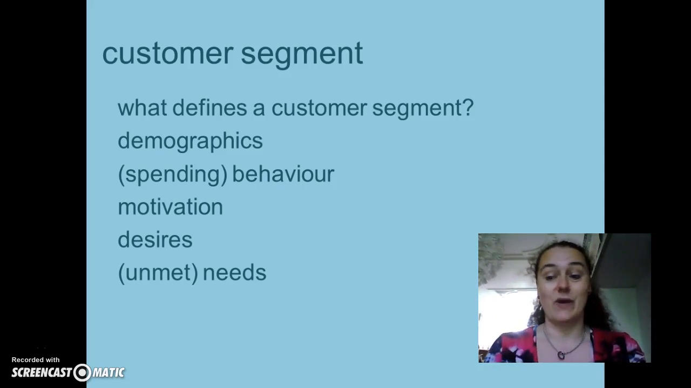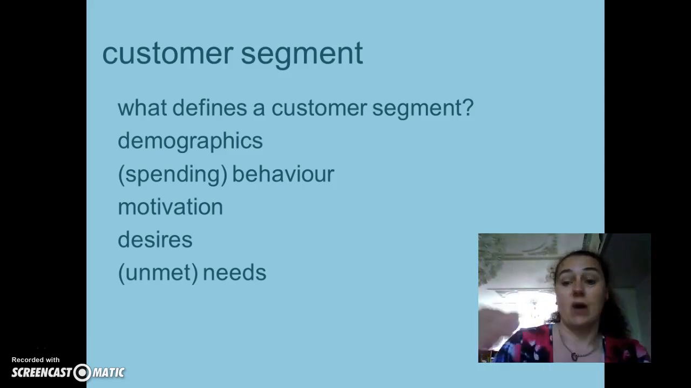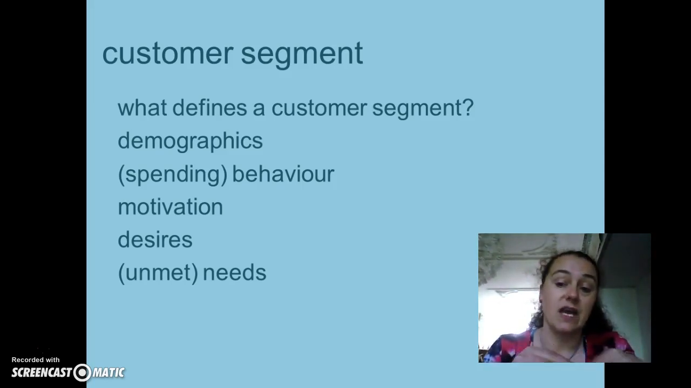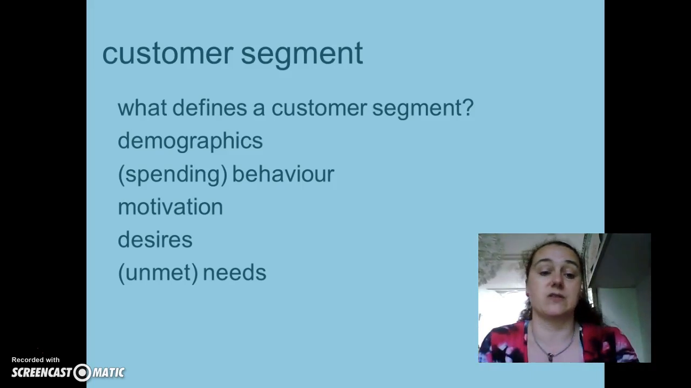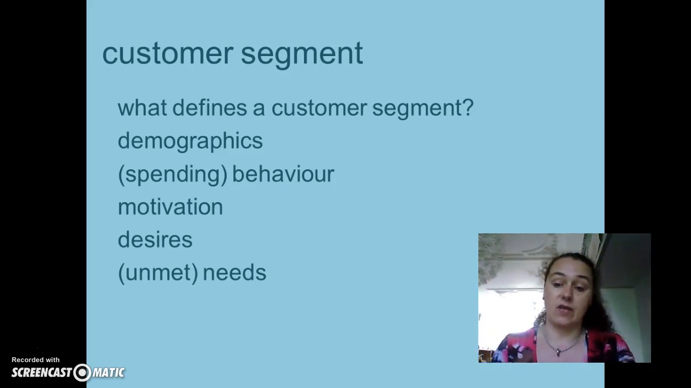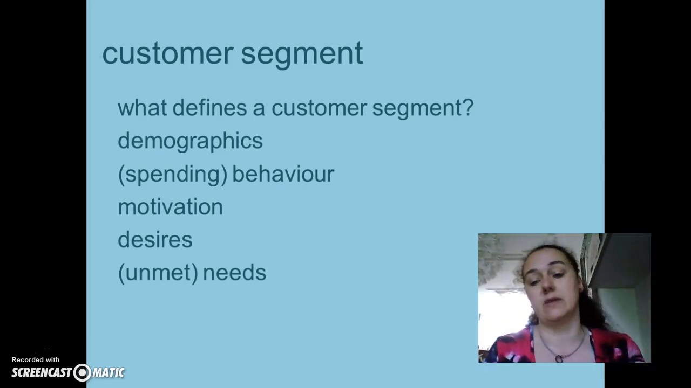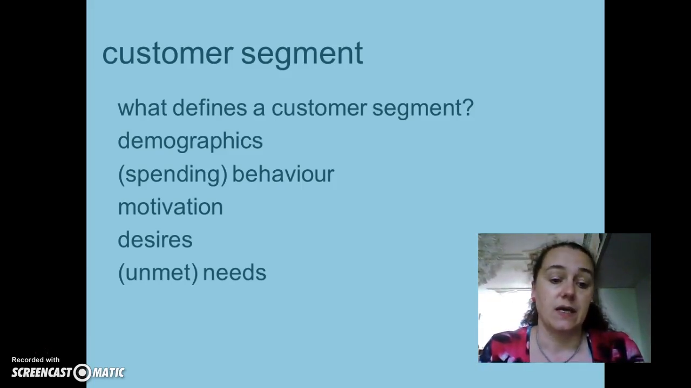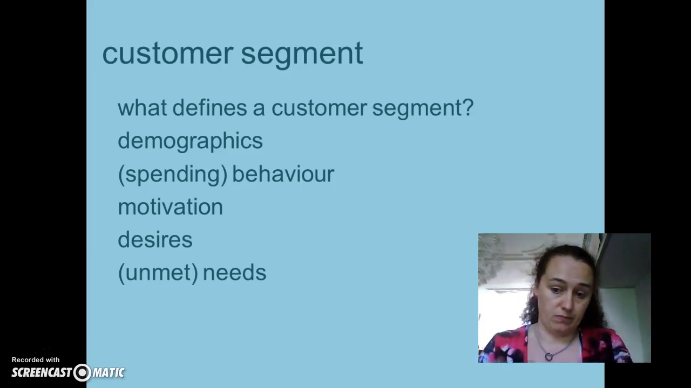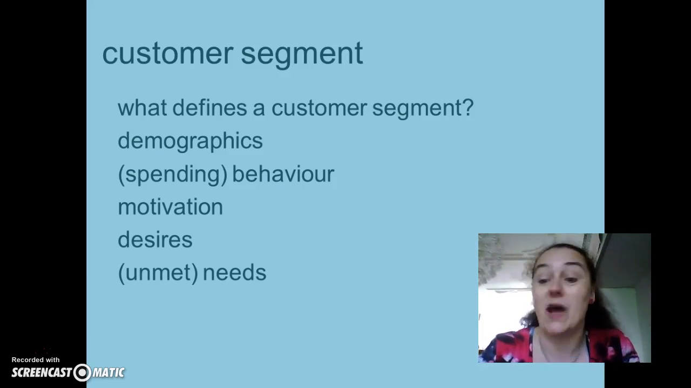When we were setting up IDE, the marketing department of the Hague University gave us several customer segments that they had identified within the international student population, and asked which of these segments we should appeal to with our new education. What else can define a customer segment? Desires and unmet needs. Those are relatively well-known concepts, I hope.